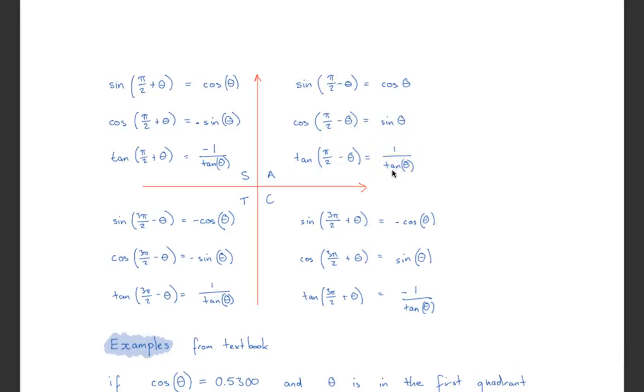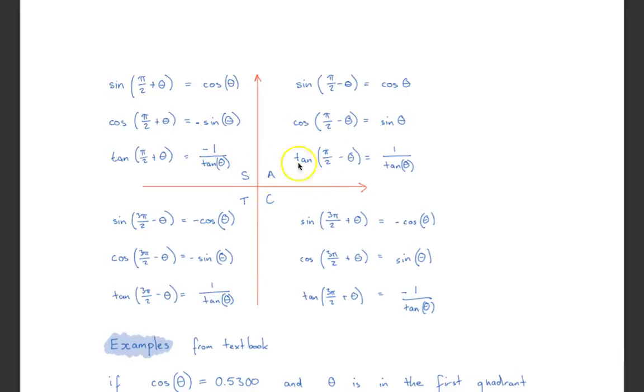So there is a pattern. Basically, if we're measuring things from the y-axis, our sine is changing to a cosine, our cosine is changing to a sine, and our tan is changing to an inverse tan. We can still determine whether it'll be positive or negative based on CAST.